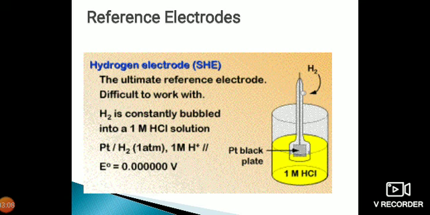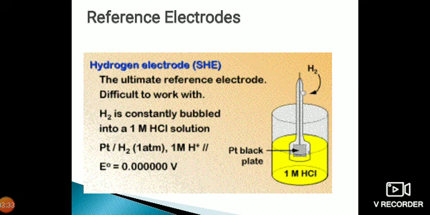This hydrogen electrode is an ultimate reference electrode, but in normal laboratory conditions it is very difficult to work with, because maintaining hydrogen pressure at those particular normal conditions in the laboratory is very difficult. Still, because it is considered a primary standard, we are considering the working of the standard hydrogen electrode.